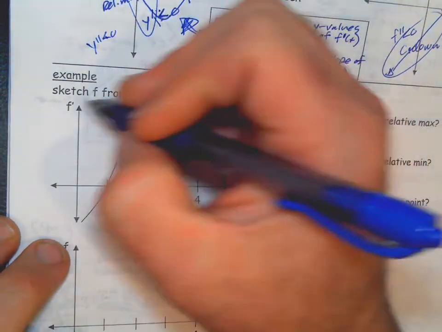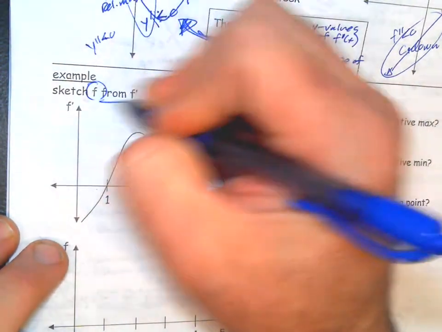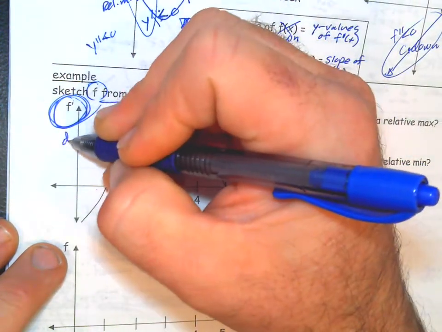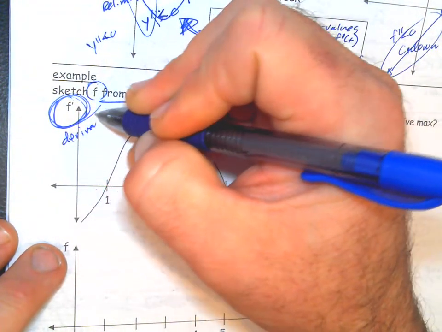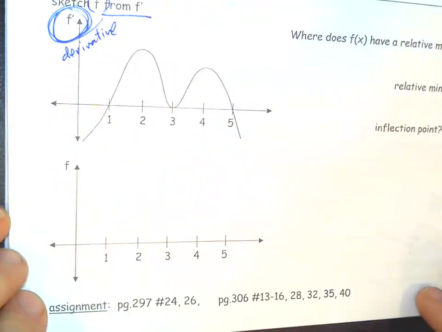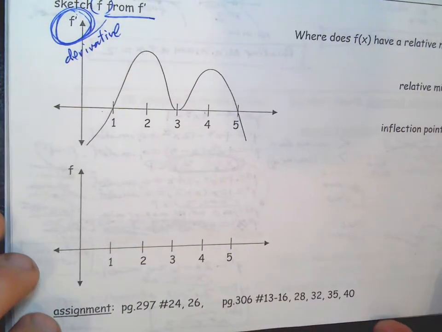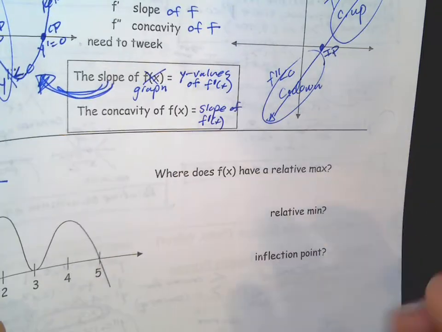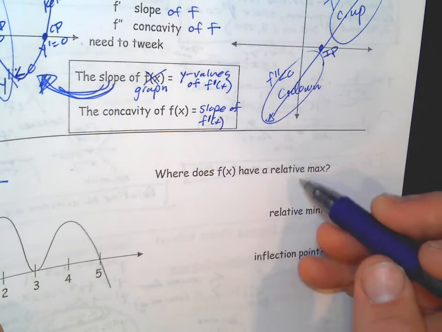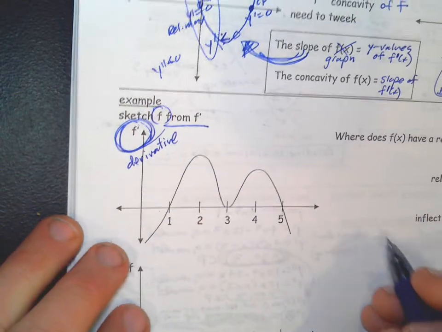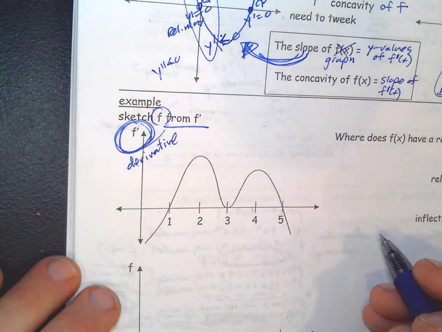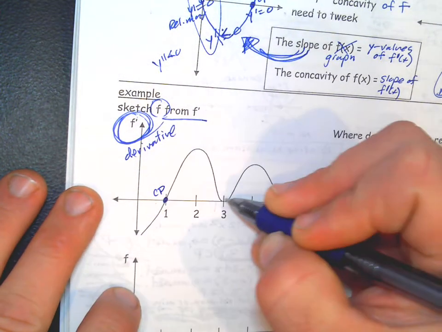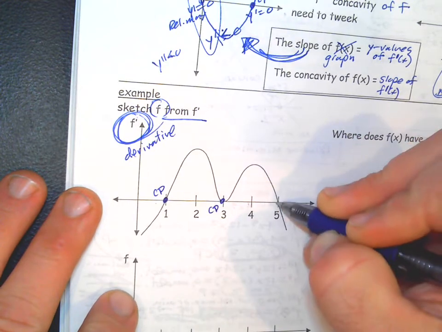So this is sketch f from f prime. So we're going backwards. This is the derivative graph, and I want to try and sketch the original graph. We've been talking about how to get information about it, but let's actually draw a picture of it. Some things to ask yourself, well, I would actually answer these afterwards. What I would do is first identify critical points.